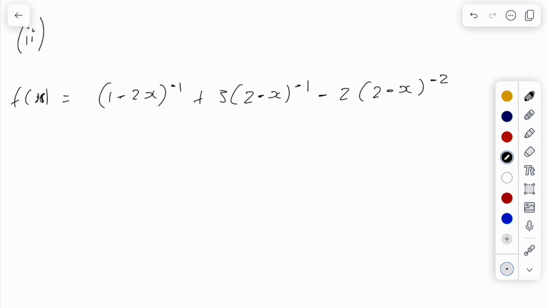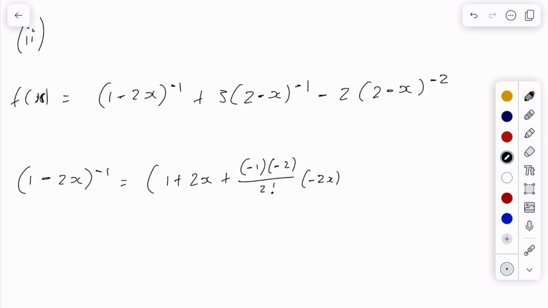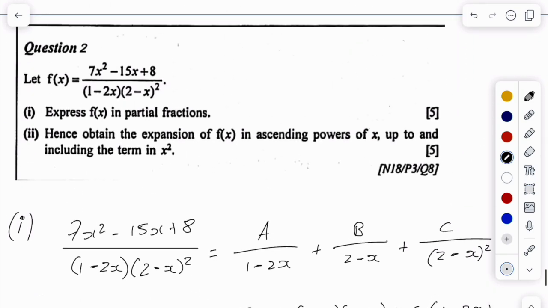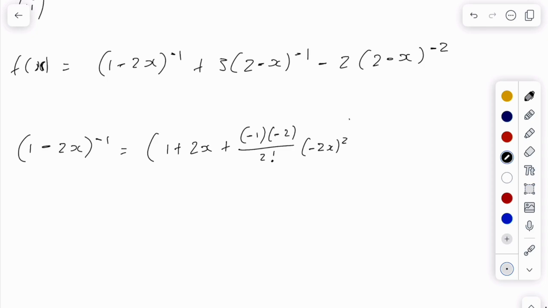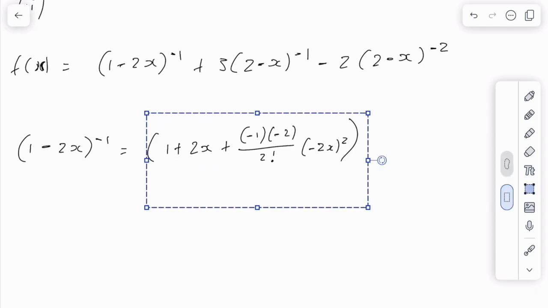So first thing we're going to do is I'm going to do the expansion for this bit first. So (1 − 2x)^(−1) is equal to 1 plus 2x, plus (−1)(−2) over 2 factorial times (2x) squared. Remember, they only want it up to x squared here.